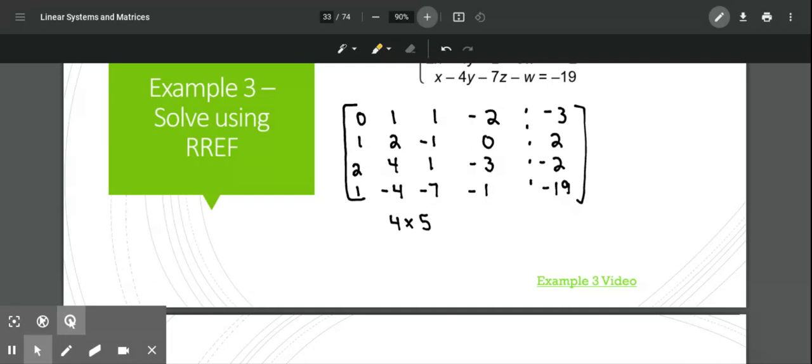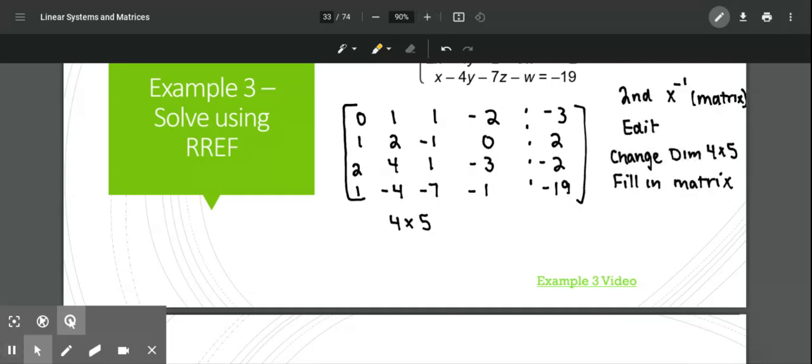And then what happens is your calculator actually gives you a screen where you can fill in all of the values. So go ahead and press pause and take a minute and fill in all of the values from your augmented matrix into your calculator. Okay, so now at this point you should have gone through your second x to the negative 1, which gets you to the matrix. Go to Edit, change the dimensions to 4 by 5, and you filled in the matrix.